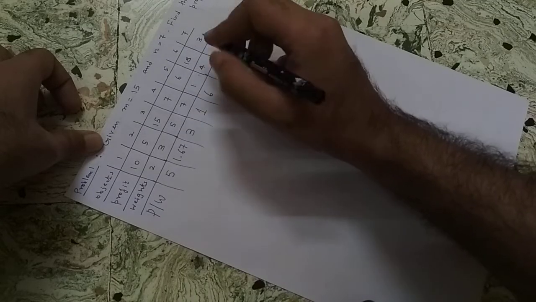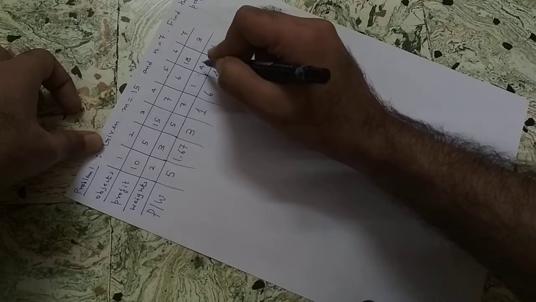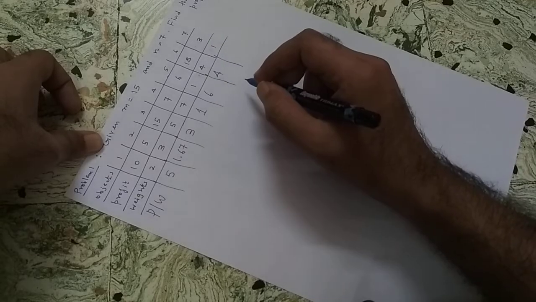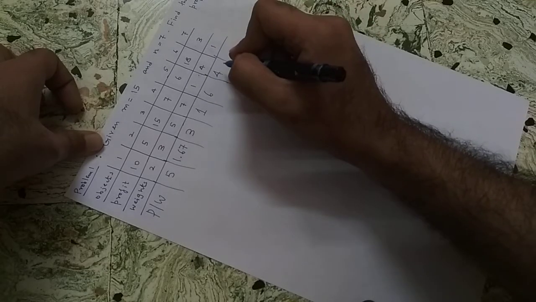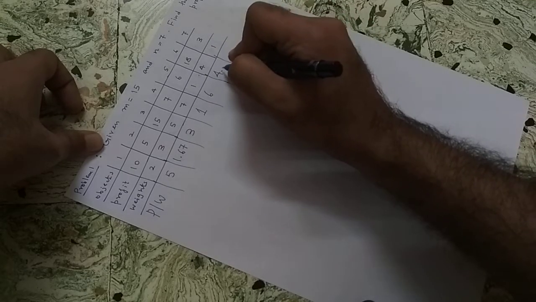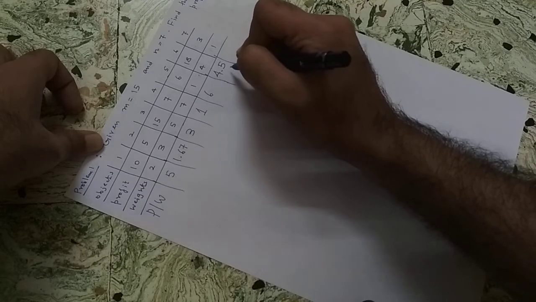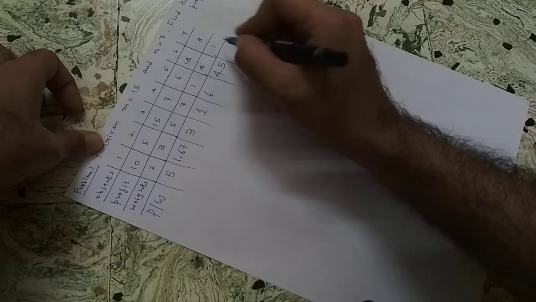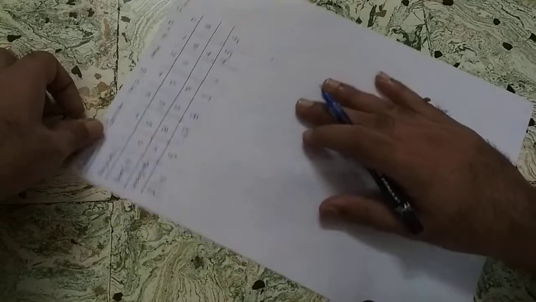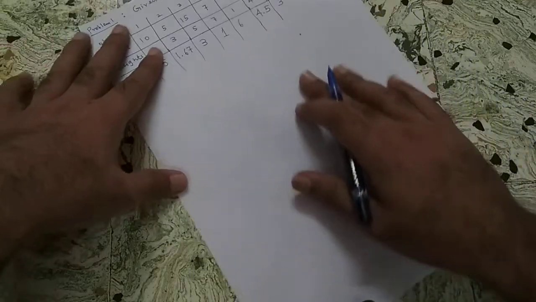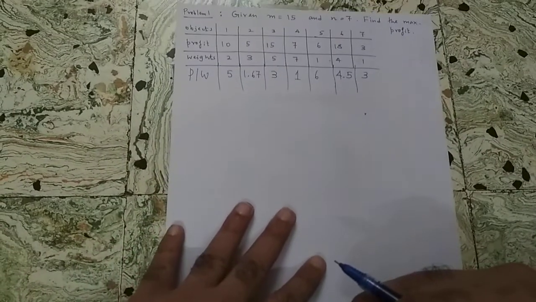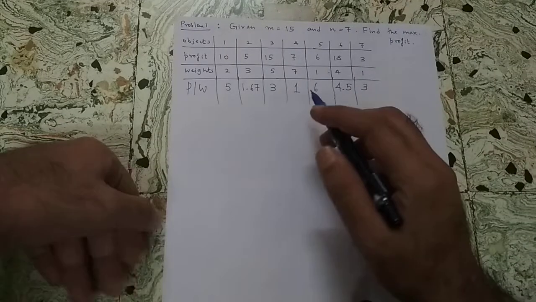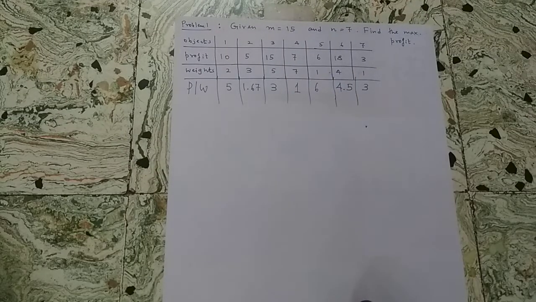What is 18 by 4? 4 goes into 18 4 times. So that's 16. You're left with a 2 as a remainder. You introduce a decimal point, so it becomes 20, and 4 goes into 20 5 times. So it's 4.5. And what is 3 by 1? 3 by 1 is 3. So now you have the profit per weight. I'll just show it to you. Yeah, I think that's good. So here you have 7 objects, and you have the profit per weight for every object.